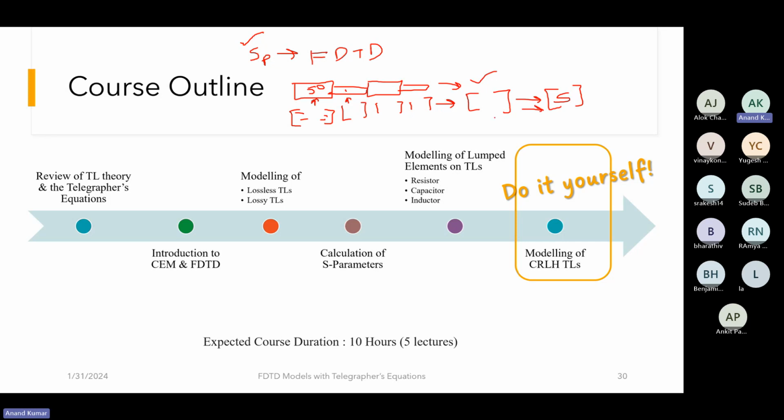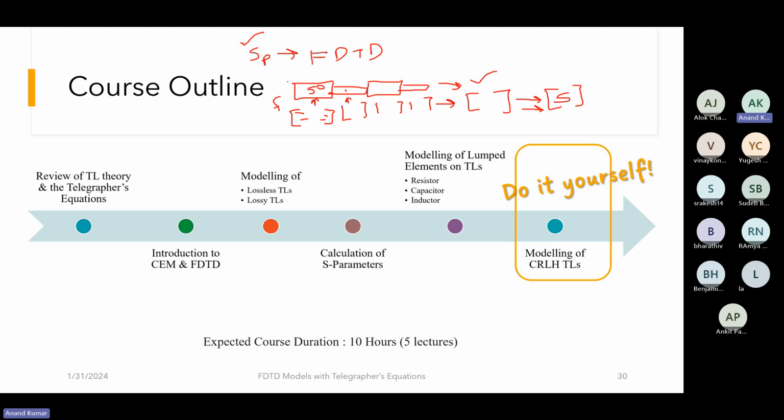And MATLAB also has functions which can calculate from S parameter to ABCD. You just have to write S to ABCD, something like that is the function. So you'll get the S parameters for this particular thing. And this has to be done for each frequency. Since the ABCD parameters are frequency dependent, for each frequency, you can do this.